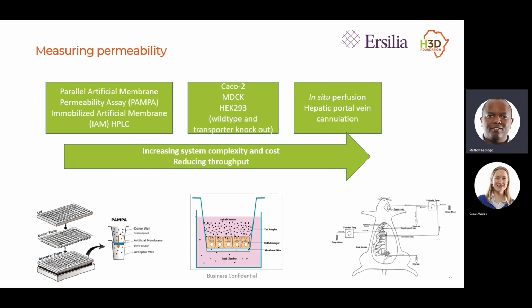Later on, we might want to think about using cells, so using what we call the Caco-2 cell line, the MDCK, and many other cell lines. Essentially, Caco-2, for example, is a colon carcinoma-derived cell line. So we are trying to measure the passage of the compound across an actual cell membrane, and then find ways, once we have the permeability measurement, to translate those values to an in vivo setting.